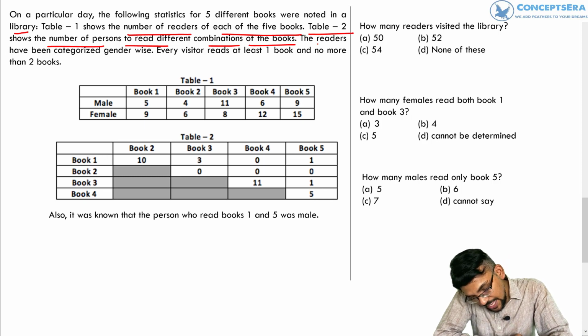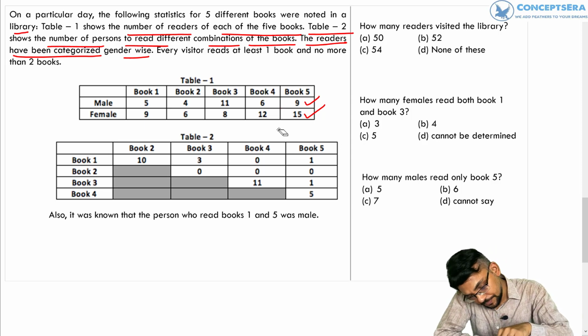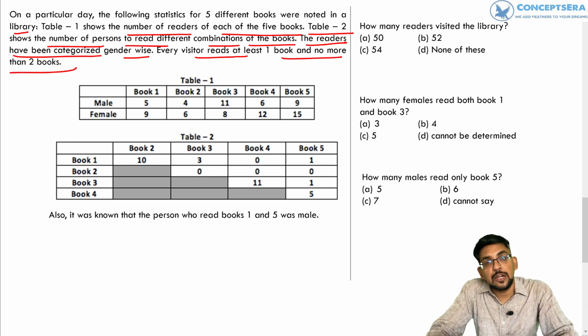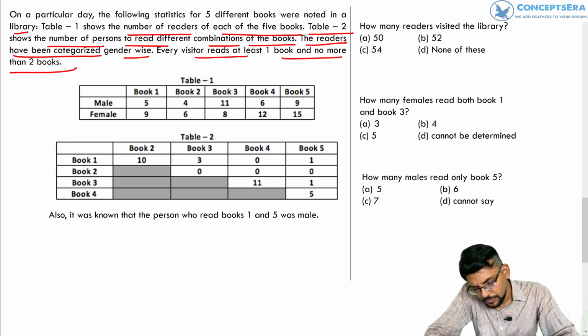Now they are saying the readers have been categorized gender wise. It is very much clear from here. If you look at book 5, 5 of them are male and 15 of them are female. Book 4, 6 of them are male and 12 of them are female. And lastly they are saying every visitor reads at least one book and no more than 2 books. It means at most 2 books they can read here.